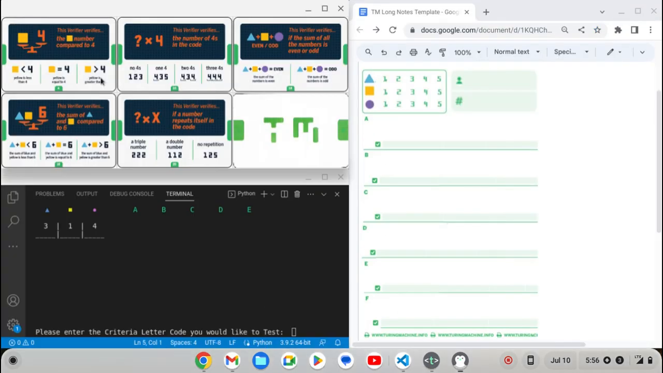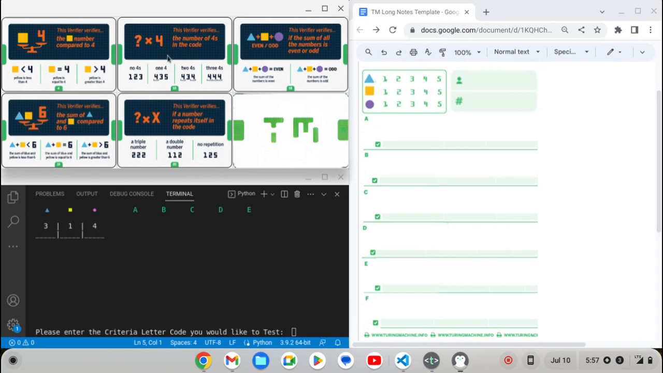So on the grid above, we've got our 5 criteria cards, criteria card A, criteria card B, and criteria card C. On the bottom row, we've got criteria card D and criteria card E. So criteria card A looks at that middle digit, the square digit, and we'll be comparing it to the number 4. So should the square value be less than 4? Should it be equal to 4? Or should it be greater than 4?